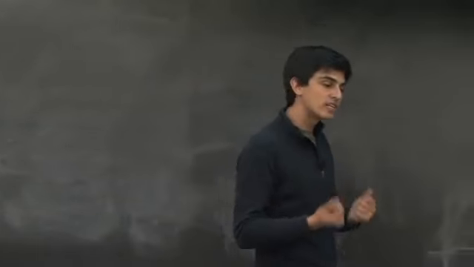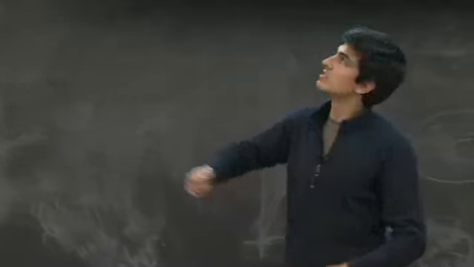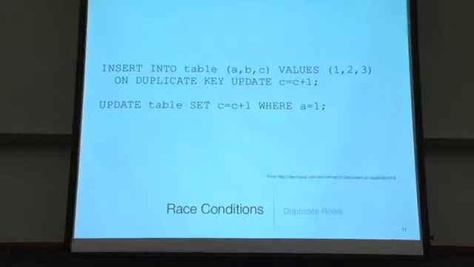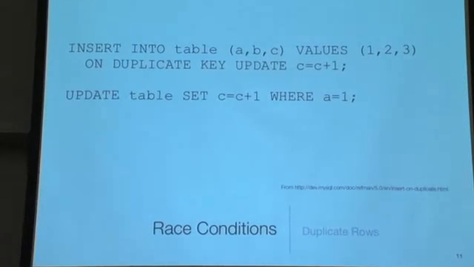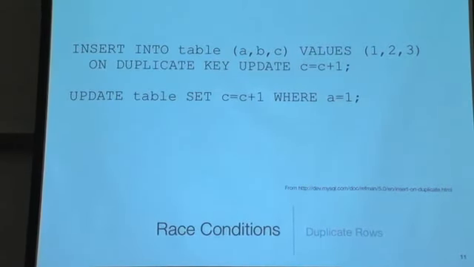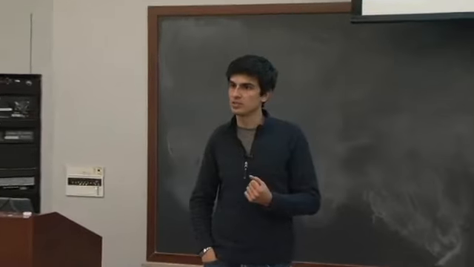So a way that you can fix this race condition is to use this ON DUPLICATE KEY UPDATE portion. And what this means is that if there is a duplicate key, and in this case there is, because the key A already has the value 1, what we are going to do is update the field C, and we're going to increment the field C by 1. So in this way, you can avoid a race condition in this case.